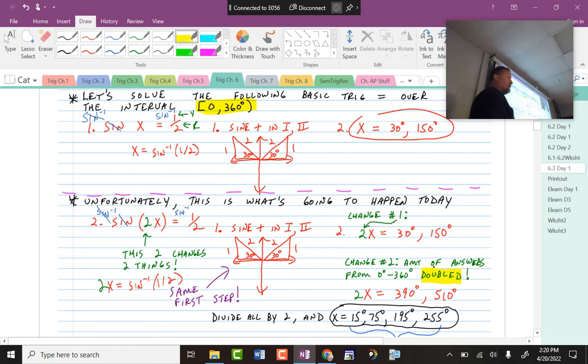What do you think a 3x does? Triples the amount of answers, and that's what the next extrapolation is.